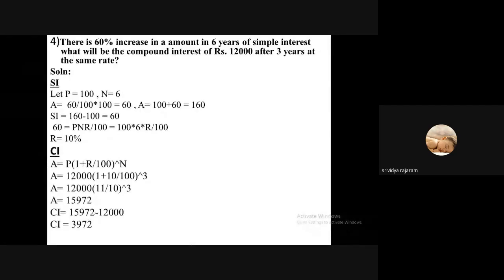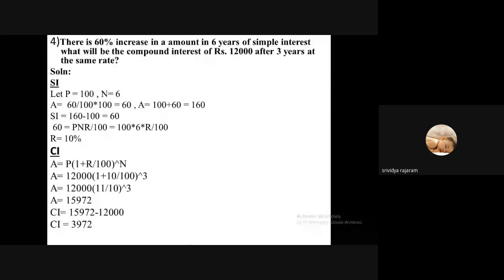Now we have to calculate the compound interest. So for compound interest, the principal amount is given as 12,000 and N is given as 3 years. They are asking us to calculate the rate of interest. So I'm applying the formula A is equal to P into (1 plus R by 100) whole power N. So A is equal to P, given as 12,000, and rate is what? Since rate is the same for both simple interest and compound interest, we have calculated the rate by using the simple interest formula, which is 10%. I'm using the 10% here.